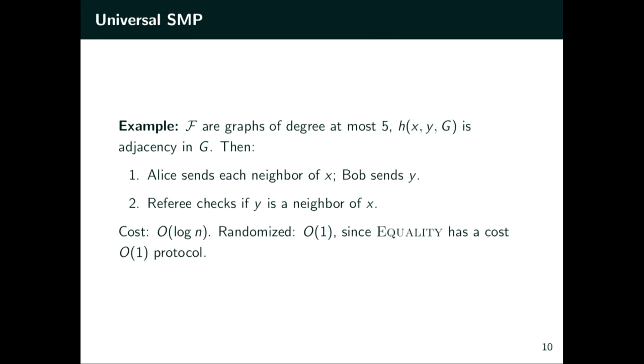But something nice is that in the SMP model, in the randomized model, we can compute equality of 2 things in a constant amount of communication by some random hashing. And we can do this to get a much better randomized protocol in this universal model for this problem. So we actually get a constant cost randomized protocol for adjacency in degree 5 graphs.